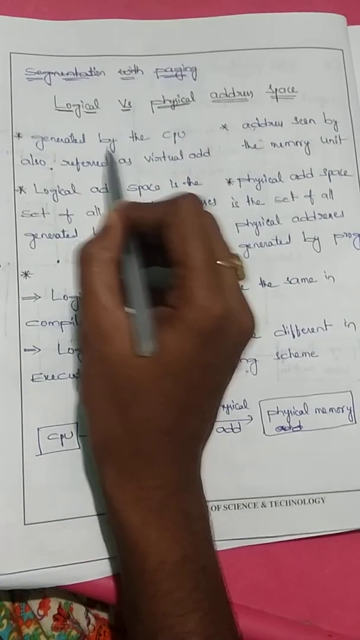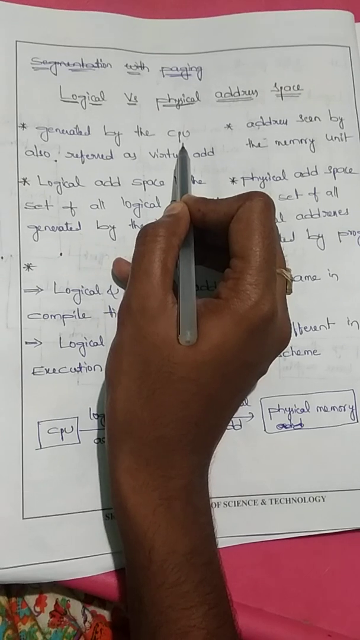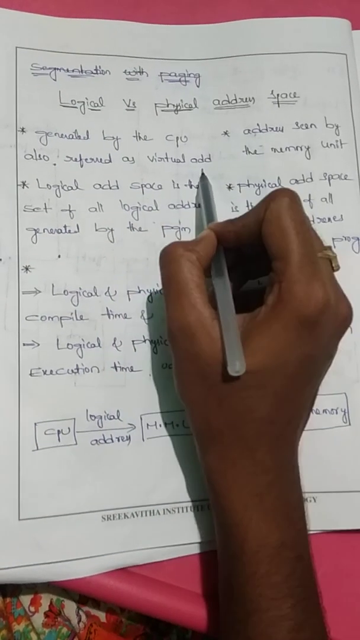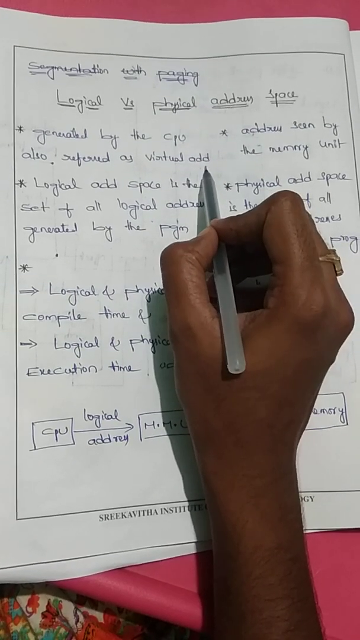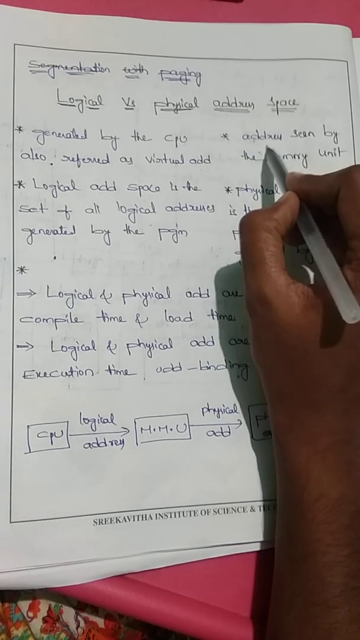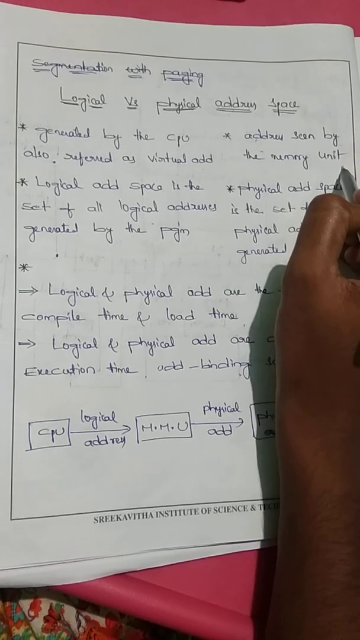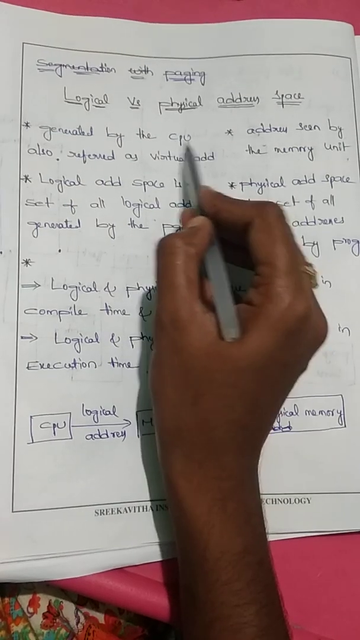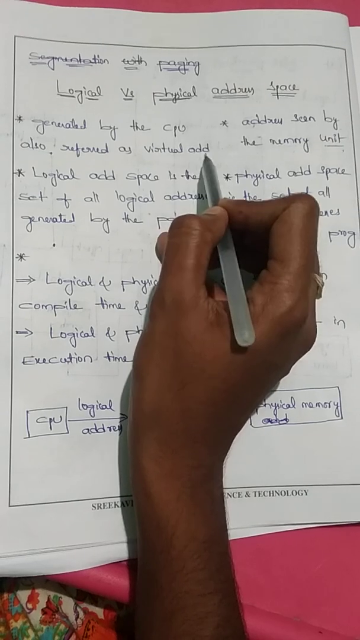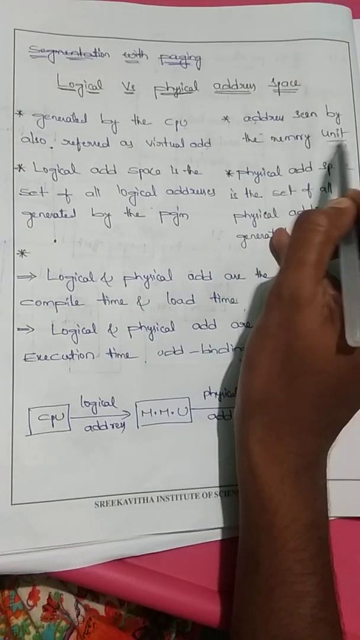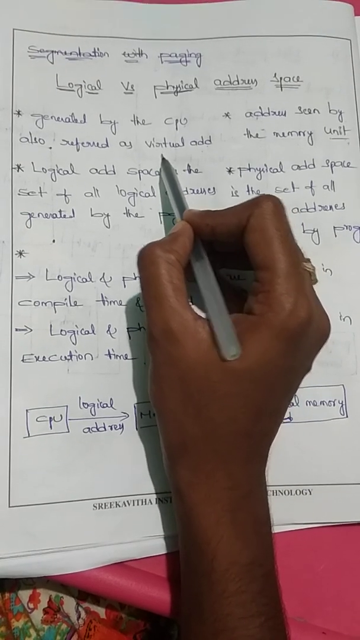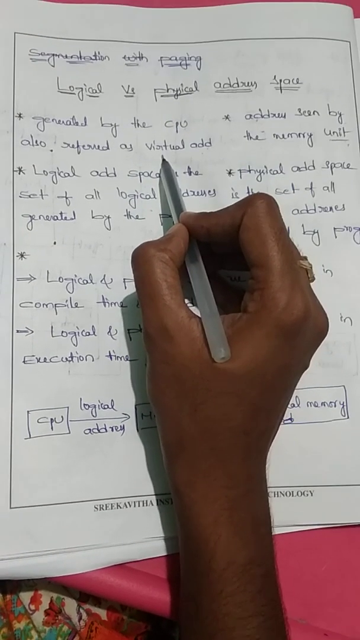So it is generated by the CPU. This logical address will be generated by the CPU, and we can also refer to it as a virtual address. Coming to the physical address space, this address is seen by the memory unit. So the logical address will be created by the CPU, and here it is seen by the memory unit. Here it can be stored like normal pages, and here it can be stored like frames. In the same way, in the logical address space we are having segments.